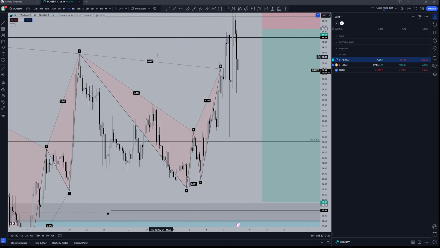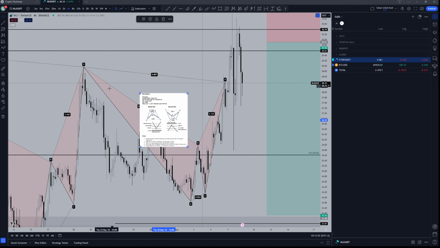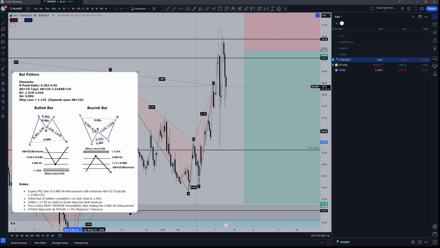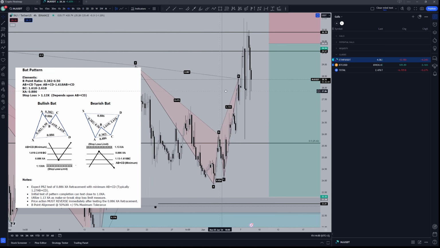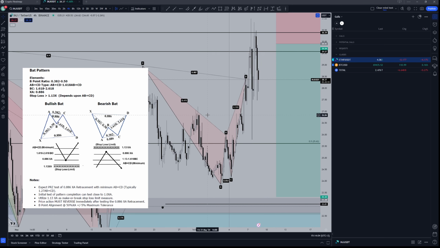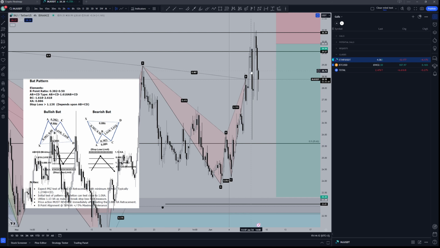We can take this bat, and actually, wait, let me just take the exact bat and put it up here for the people who don't know the ratios. So we can take this bat, and we can see that it essentially just blasted through it. The important part here is that you need to validate the support resistance the moment you place it.